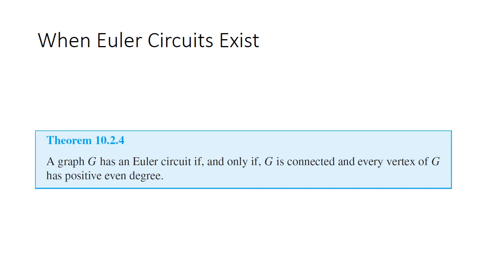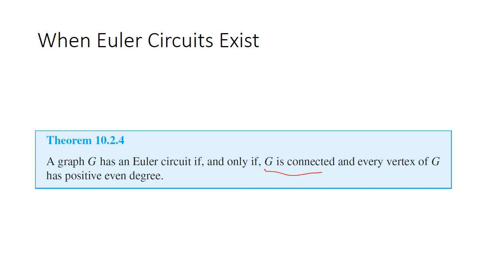positive even degree. So the part about it being connected should make sense because you're not going to be able to go around to every vertex in a circuit unless the graph is connected. If some of them are off in the distance that you can't reach, then obviously your circuit's not going to be able to make it there.